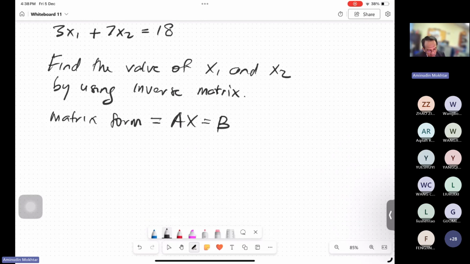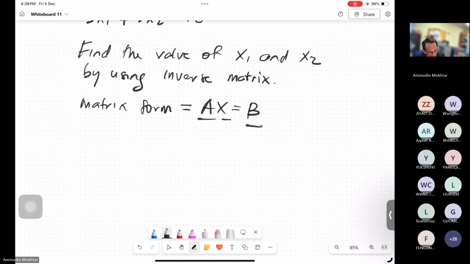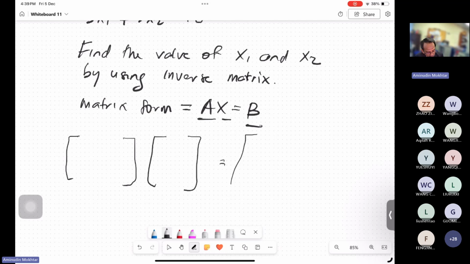Okay, what is A? What is X? What is B? I will explain now. We have three components here: A, X, and B. Let's say A is a matrix, X is also a matrix, B is also a matrix. In other words, we will have matrix A, matrix X, and matrix B.